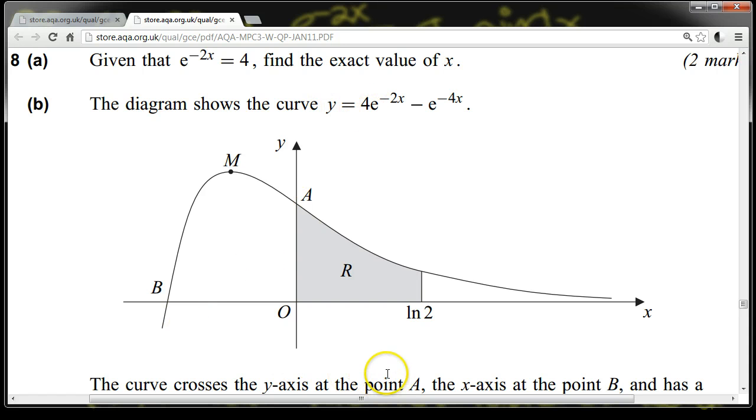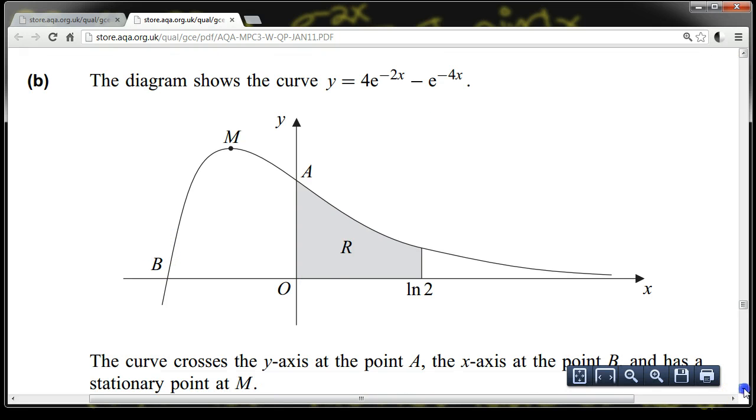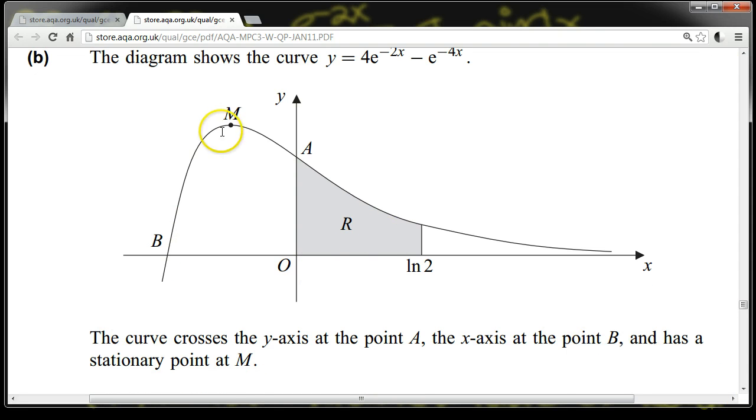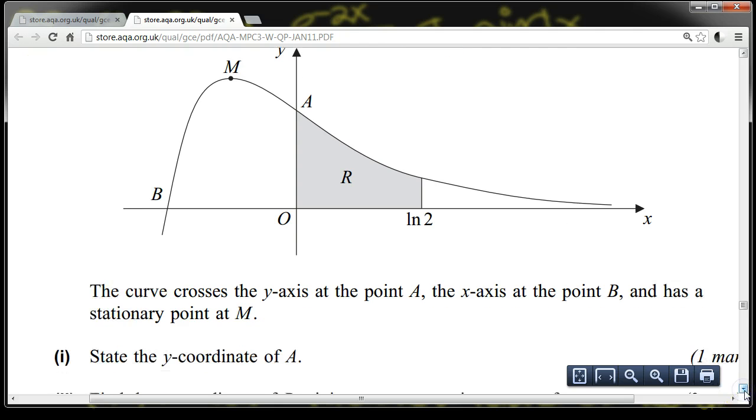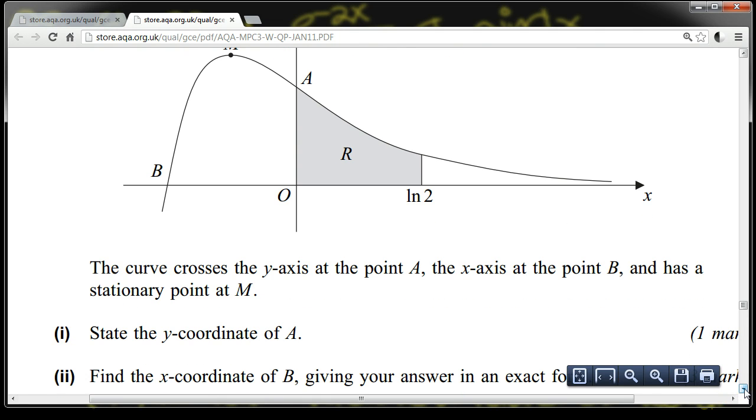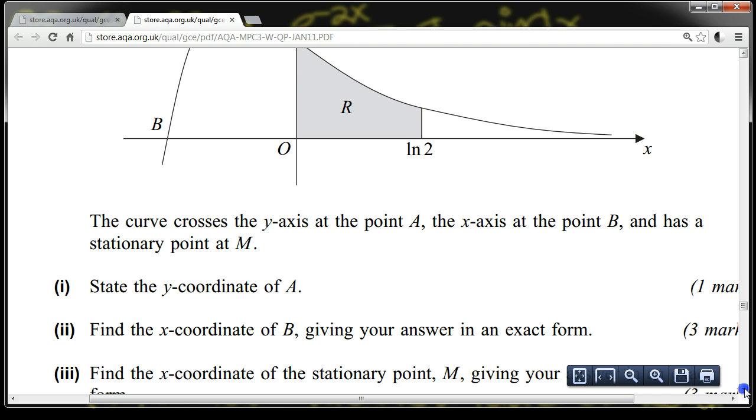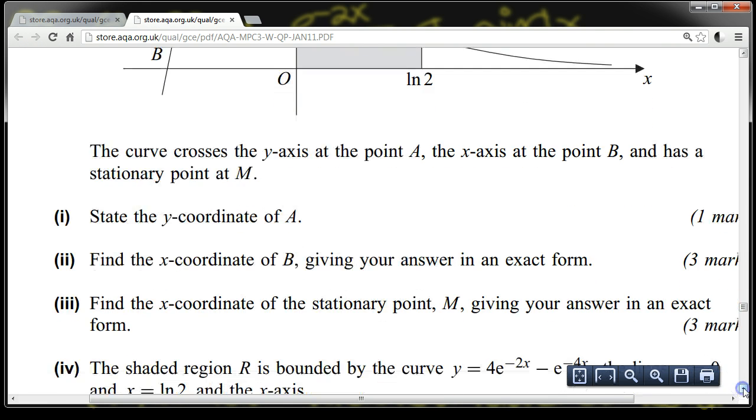The curve crosses the y-axis at the point A, the x-axis at the point B, and has a stationary point at M. State the y-coordinate of A, find the x-coordinate of B, find the x-coordinate of the stationary point M.